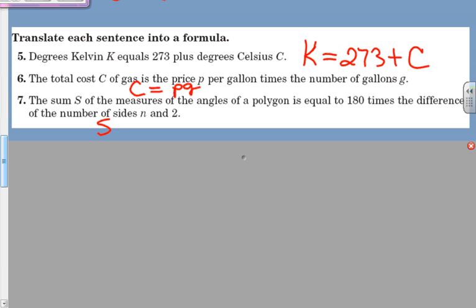And then our last one for formula example: the sum S of the measures of the angles of a polygon, that whole section of the sentence, is equal to 180 times the difference of, so this whole part will be in parentheses, the number of sides n and 2. It's 180 times the difference of n and 2. So you put 180 outside and the n minus 2 in parentheses. It's telling you the order of operations. You have to do what's in the parentheses before you multiply with 180.